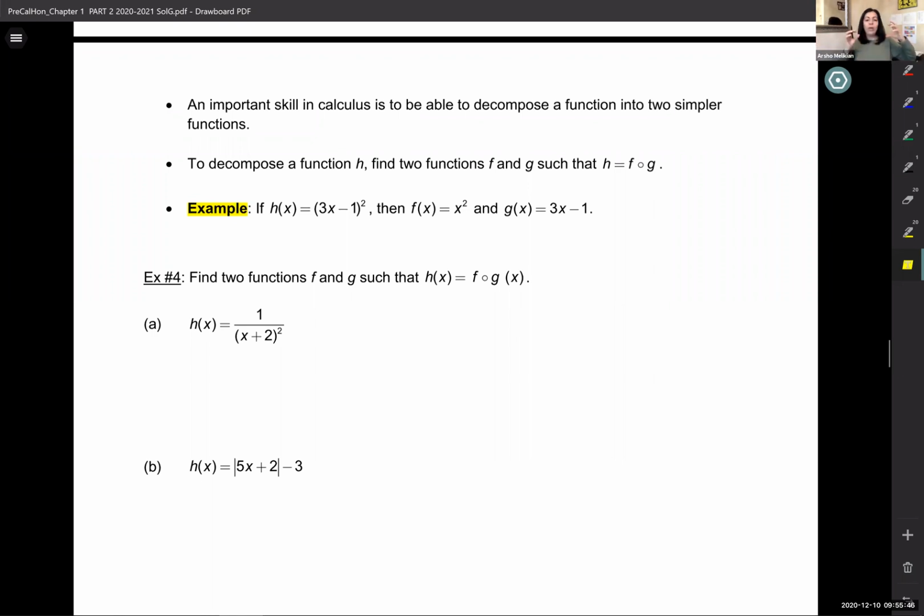So look at this one. When I zoom out, what do I see? I just see some stuff squared. So stuff squared, or x squared, that will be the outer function, f of x. And then when I zoom back in, what's inside of this thing? 3x minus 1. That will be my second function. Okay? So if I take g of x and insert it into f of x, do I get the first thing back? I do. So that's what we need to identify.